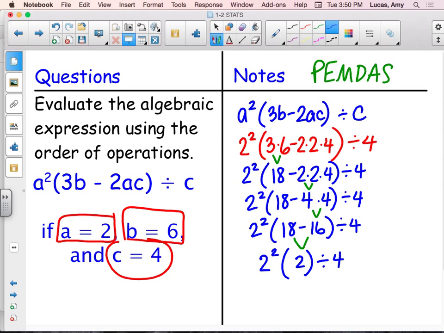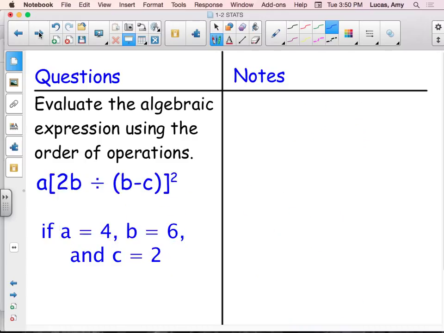Okay, now we're done with the parentheses. Next up is exponent. 2 squared is 4. And now I can multiply and divide from left to right. 4 times 2 is 8, and 8 divided by 4 is 2 for my final answer.